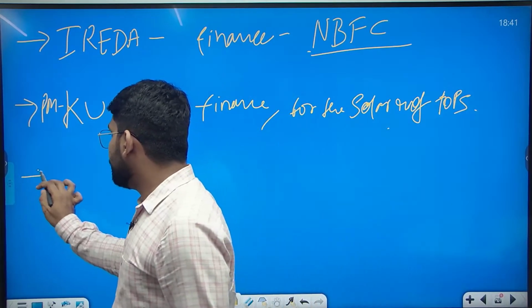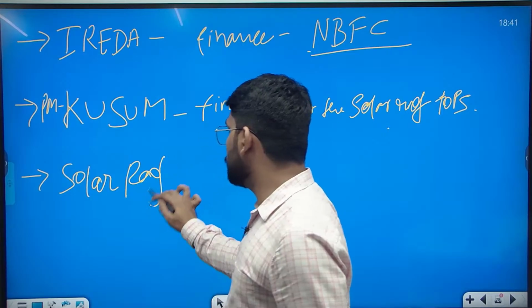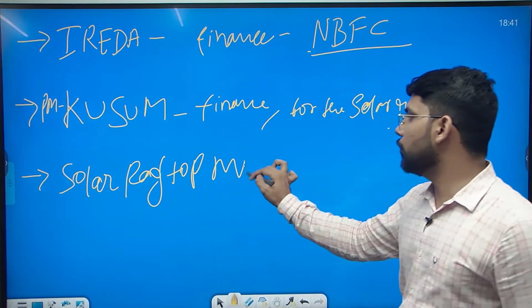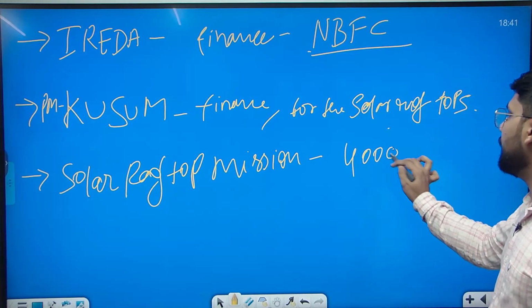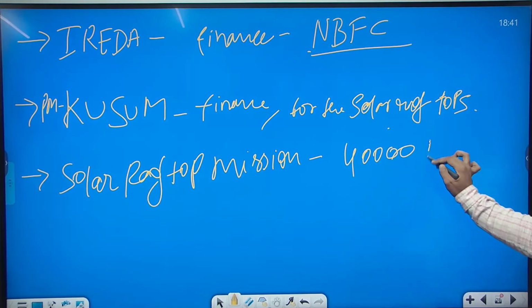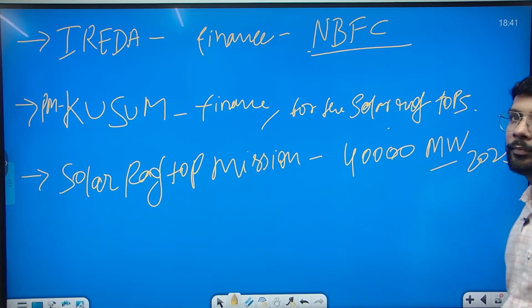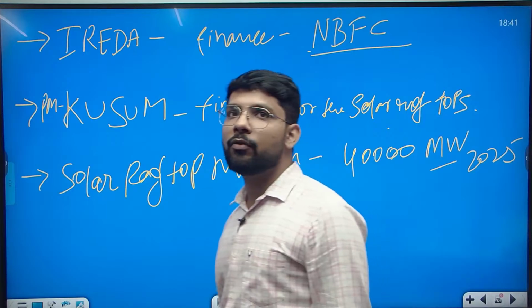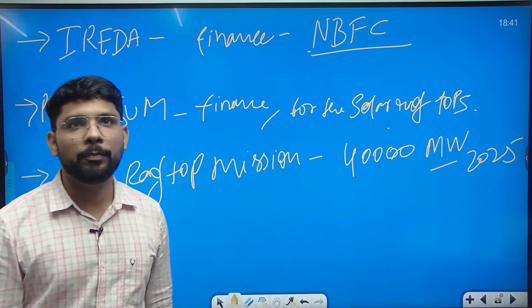The next initiative is the solar rooftop mission, under which there is a target of 40,000 megawatt generation of energy by 2025, under the solar rooftop mission.